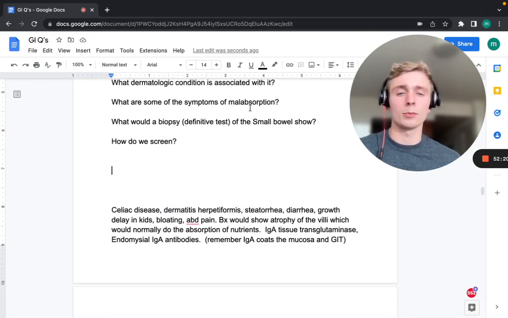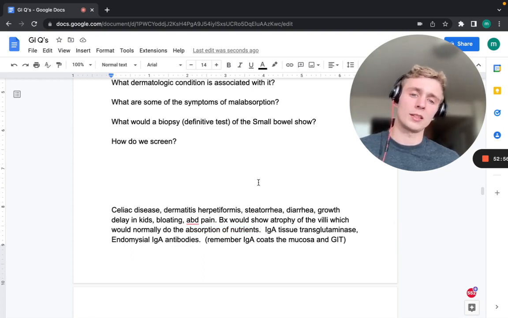Some of the symptoms of malabsorption are going to be steatorrhea, lack of fat absorption, floating stools, oily stools, diarrhea, growth delay in kids, because we're not absorbing enough nutrients, bloating, and abdominal pain, of course. A biopsy would show atrophy of the villi, which would normally absorb these nutrients. So the villi, those tiny projections that increase the surface area of especially the small intestine, if we're having atrophy and flattening of those, we're going to have impaired nutrient absorption, and that's going to be a problem.